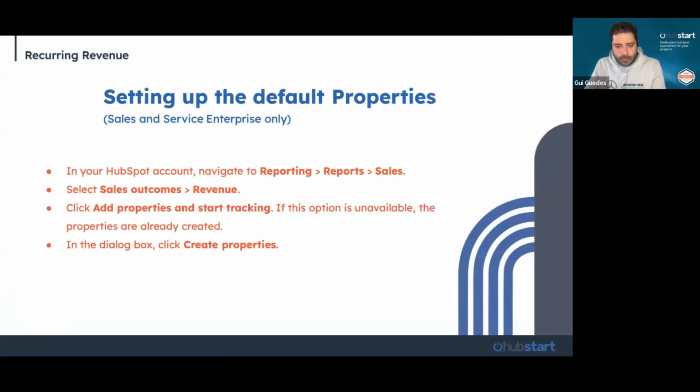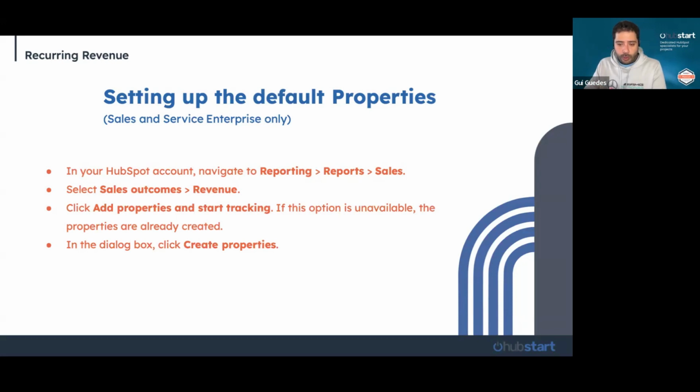Okay, so let's jump to a new thing that this particular one is just for the sales and enterprise tiers of HubSpot plans, but it's setting up the default properties from HubSpot. It sounds weird that we need to set up the default properties, but this is how it works. Okay, these particular revenue properties need to be set up in your account. They will not be there by default when you create the account. Even if you paid for the enterprise tier, you will need to make them appear into your account. So this is a basic guide for you to do this.